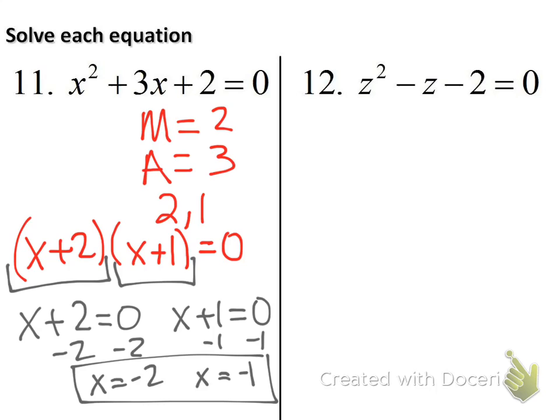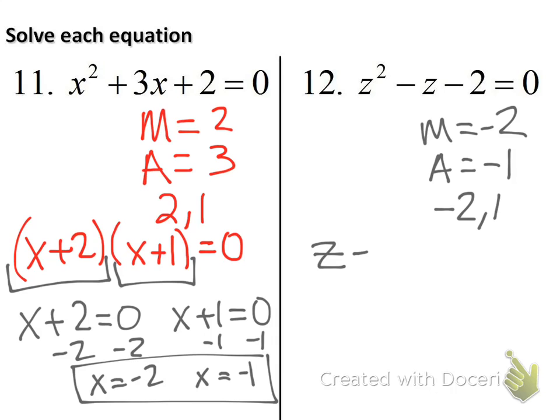Great, and you can double check these by plugging -2 into our original equation. You will get 0. Plug -1 into the original equation. You will also get 0. Great. How do I start number 12? Same way. Multiply to -2, add to -1. Anyone know the combination? Yep, -2, +1. So z minus 2, z plus 1 equals 0.